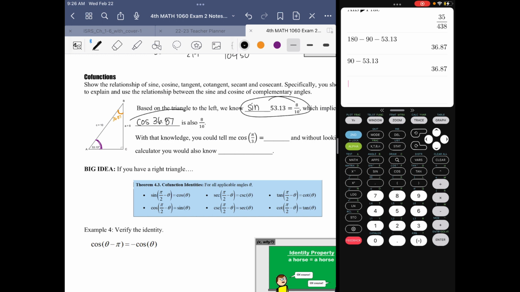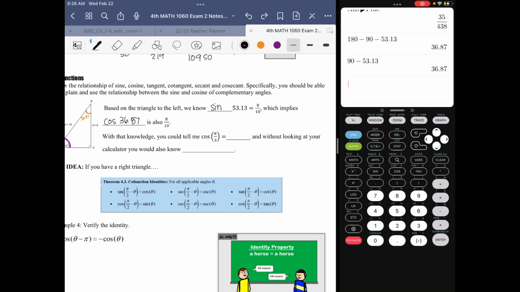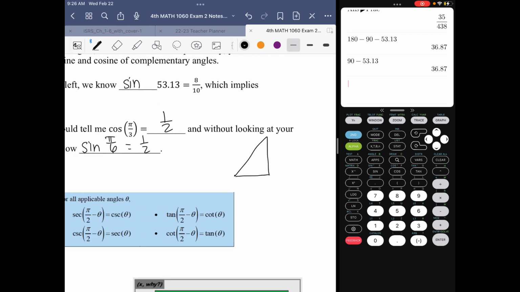So you see how these are the same value, but they're the opposite, sine and cosine, right? So we know that the cosine of pi thirds is 1/2. We know that from the unit circle. What that also means is that the sine of pi over 6 is also 1/2. So let me explain why. If we have a triangle, and in that triangle we know we have a 90-degree angle, and we know that this one is pi thirds. Okay.